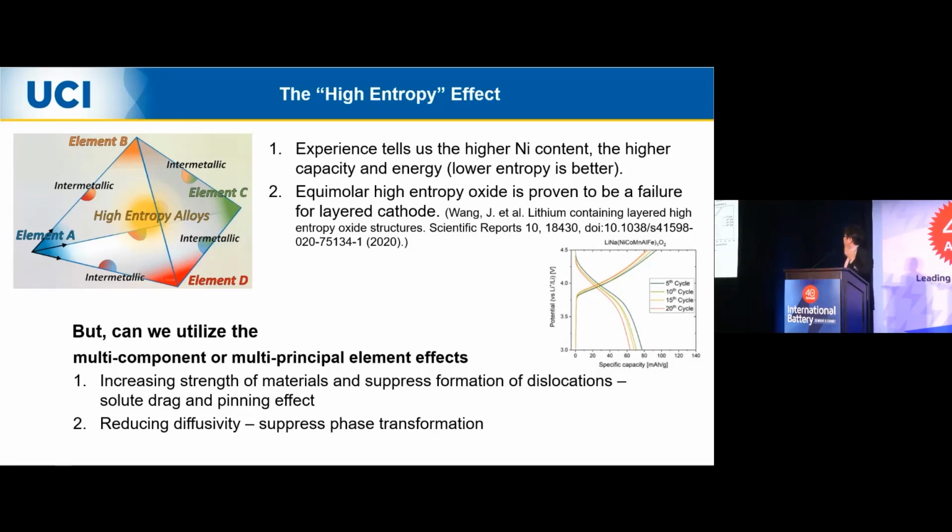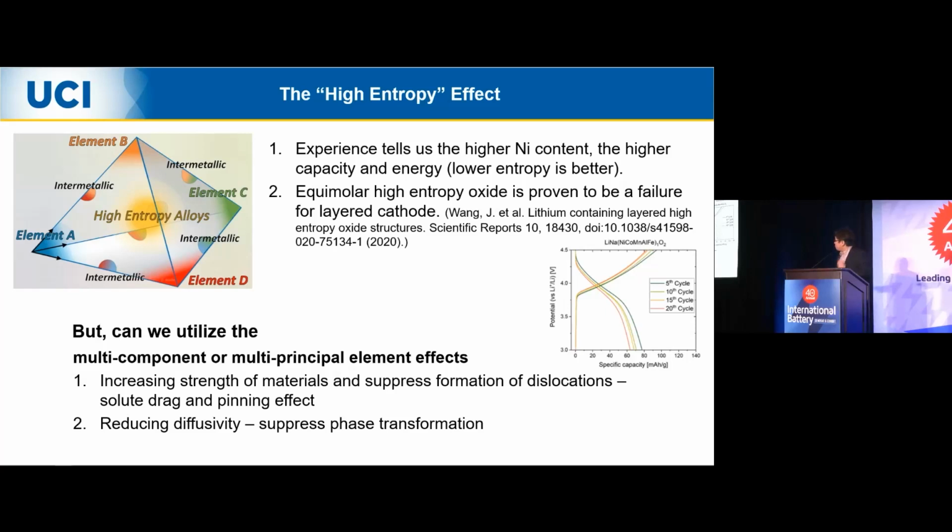And also, there are a couple of studies showing that these equimolar high entropy oxides can only discharge to about 80 milliamp hour per gram, right? In my opinion, this is a failure, a negative result. Fortunately, there are Scientific Reports where you can publish negative results, right? But if I work on this, my program manager will tell me to stop, right?